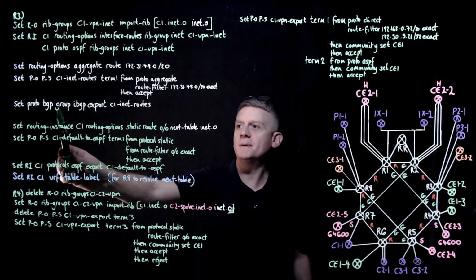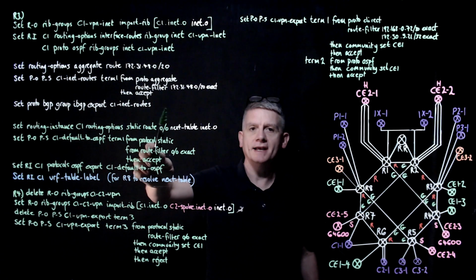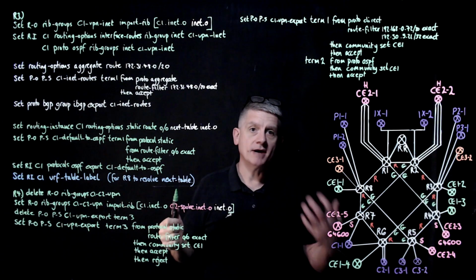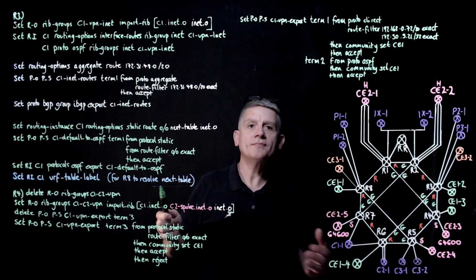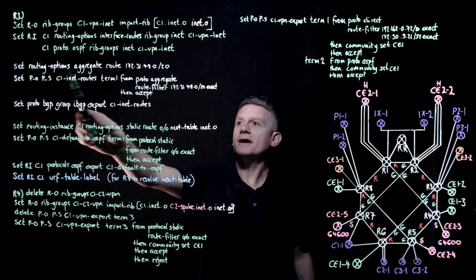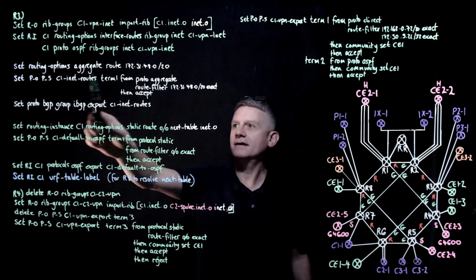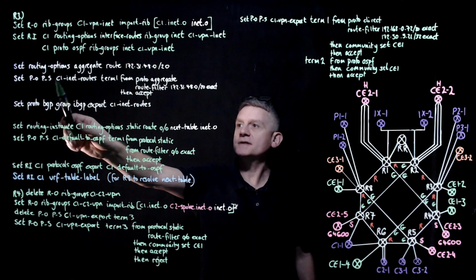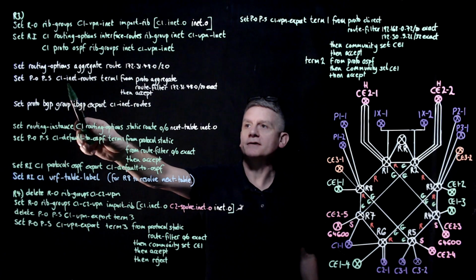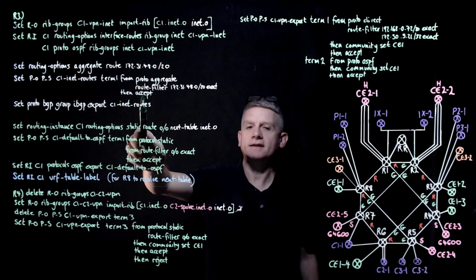Set protocol BGP group, IBGP export, C1 INET routes. So this is going out into the main internet connection. This is where the internet's located. Now to do that, we're going to build an aggregate route representing C1 because it's cleaner. And then set policy options, policy statements, C1 INET routes, term 1 from protocol aggregate, from the route filter, accept.